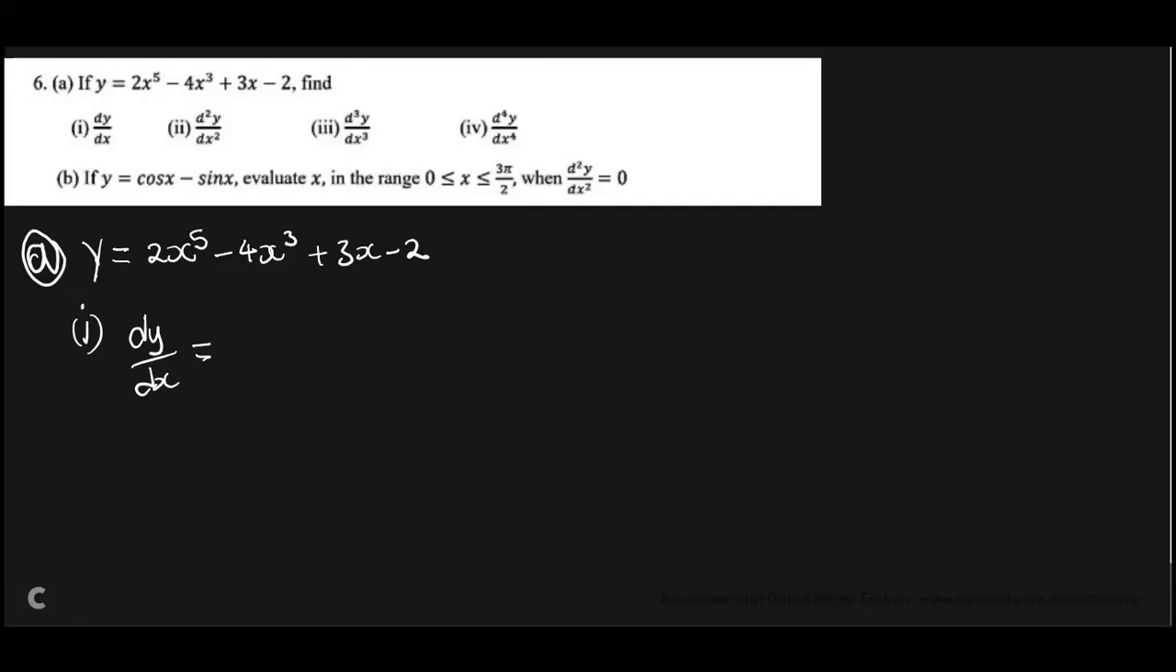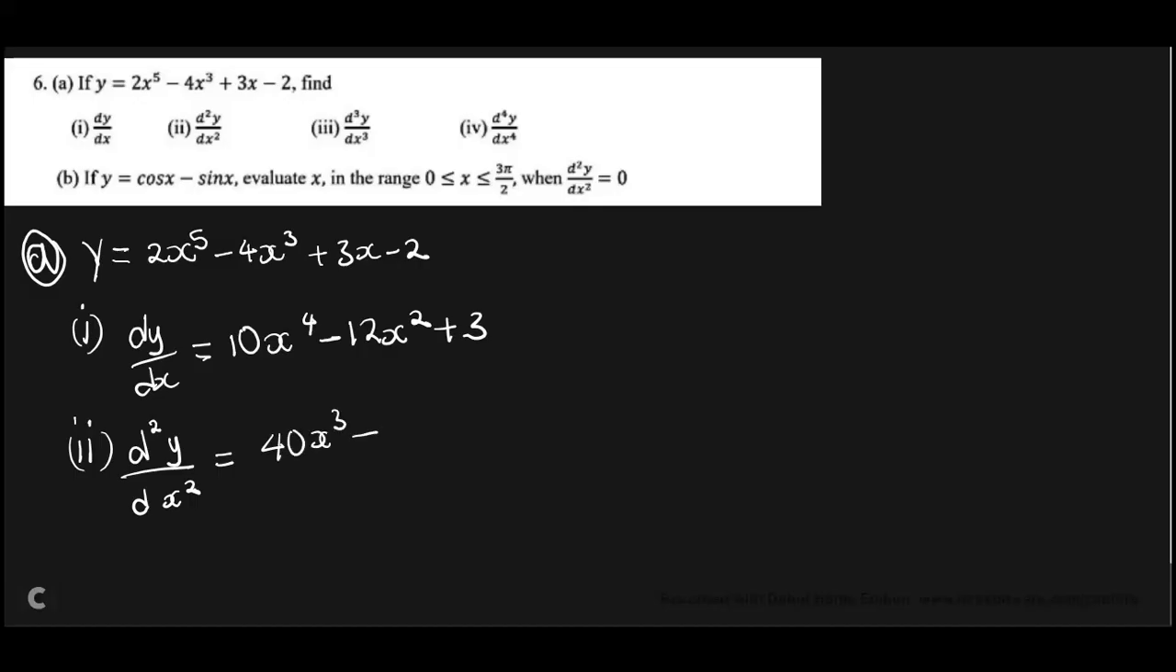5 times 2, your answer is 10x to the power 4, then minus 4x to the power 2, plus 3. So that is your first answer. Then the second question is the second derivative, d squared y over dx squared. Your answer will be 40x cubed minus 24x. So that is the second derivative.